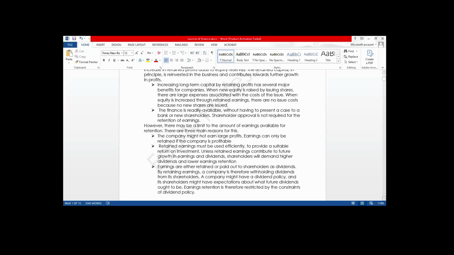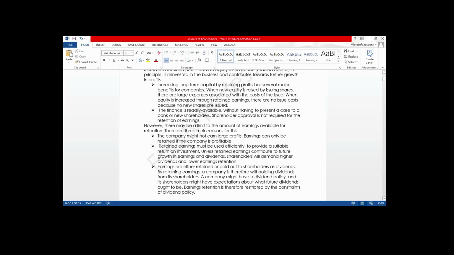Retained earnings must be used efficiently to provide a suitable return on investment. Otherwise, shareholders will demand higher dividend payments. Let us explain that.